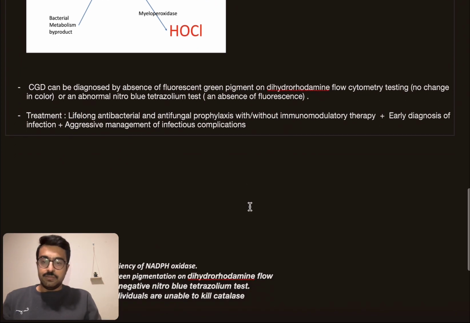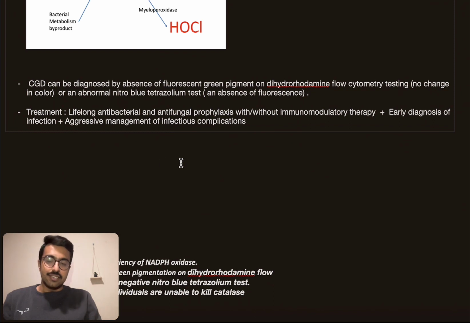And talking about the treatment, which is not the common question that arrives in the test, it is important to know that the patients with CGD are treated with lifelong antibacterial and antifungal prophylaxis, with or without immunomodulatory therapy, depending on the criteria that the country follows. In addition to that, there is also the guideline of early diagnosis of infection and aggressive management of the infectious complications.